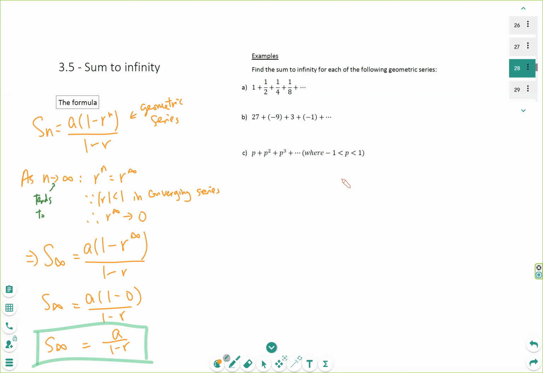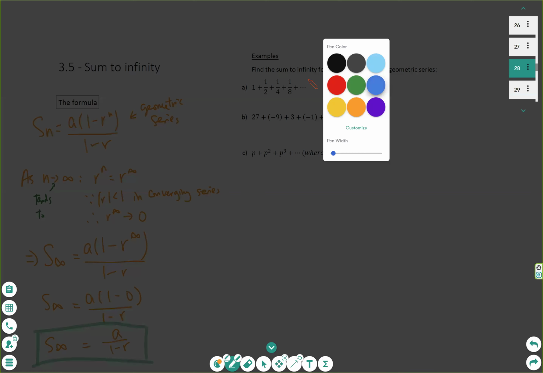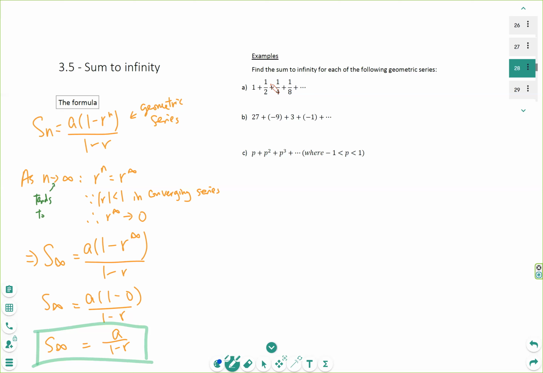So we use this quite simply when you see a question about infinity. Let's have a look. Find the sum to infinity for each of the following geometric series. Part A is 1 plus a half, plus a quarter, plus 1/8. So we know in here the ratio is a half. So S infinity equals A over 1 minus a half. Put in a calculator, you get 2. That means this sum will add up to 2. Simple as.